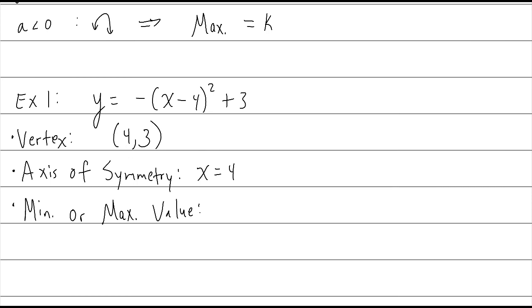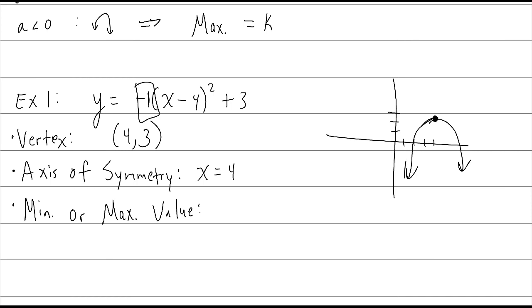And the min-max value, well, does this thing open up or down? Let me sketch the graph real quick. 1, 2, 3, 4. 1, 2, 3. There's my vertex. And a is understood negative 1, so it's negative. So it looks like this, or something like that. Opens downward. Since this is a negative 1 in the front, my graph will open down. That means this point here is the tallest point on the graph. It doesn't get any higher than that. There's my maximum, and it happens to be at 3, when y is 3.